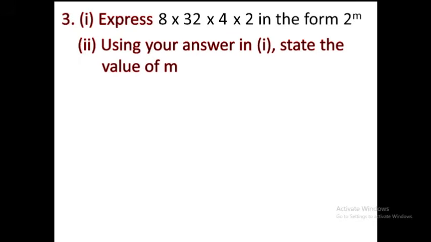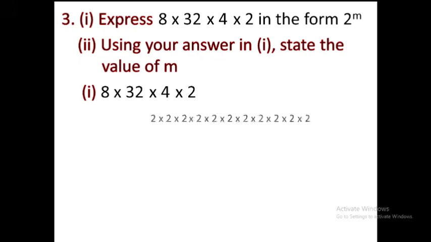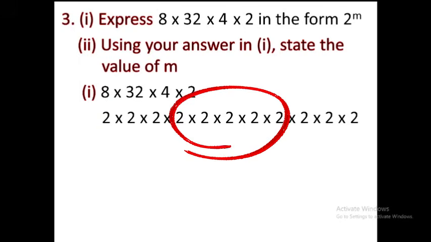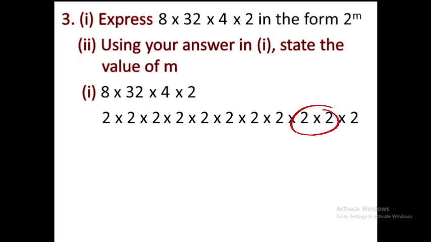Now, the same applies to 32. So we will say 2 times 2 times 2 times 2 times 2. Of course, I know it's lengthy, but we simplify the 8, later simplify the 32, found the prime product of it, and then the 4, and then the 2. So at the end, we have 2 exponent 3 for 8, 2 exponent 5 for 32, 2 exponent 2 for 4, and then 2 exponent 1 for the 2 itself. I believe that is okay.